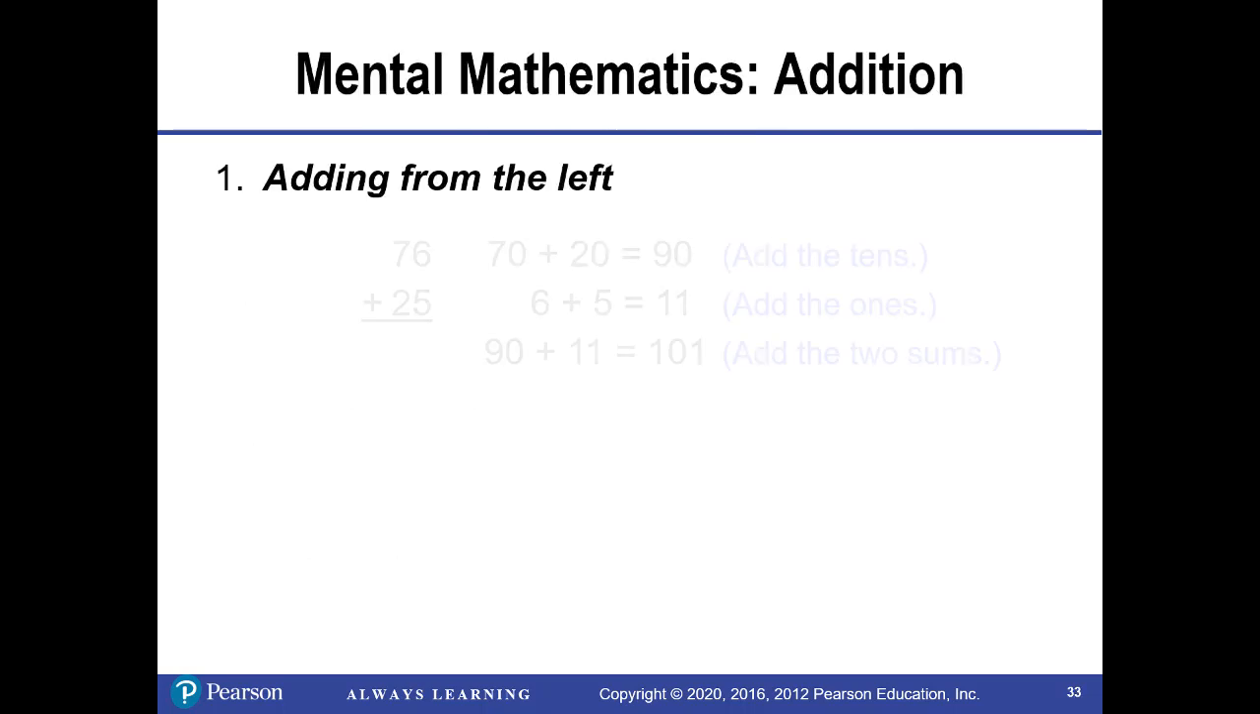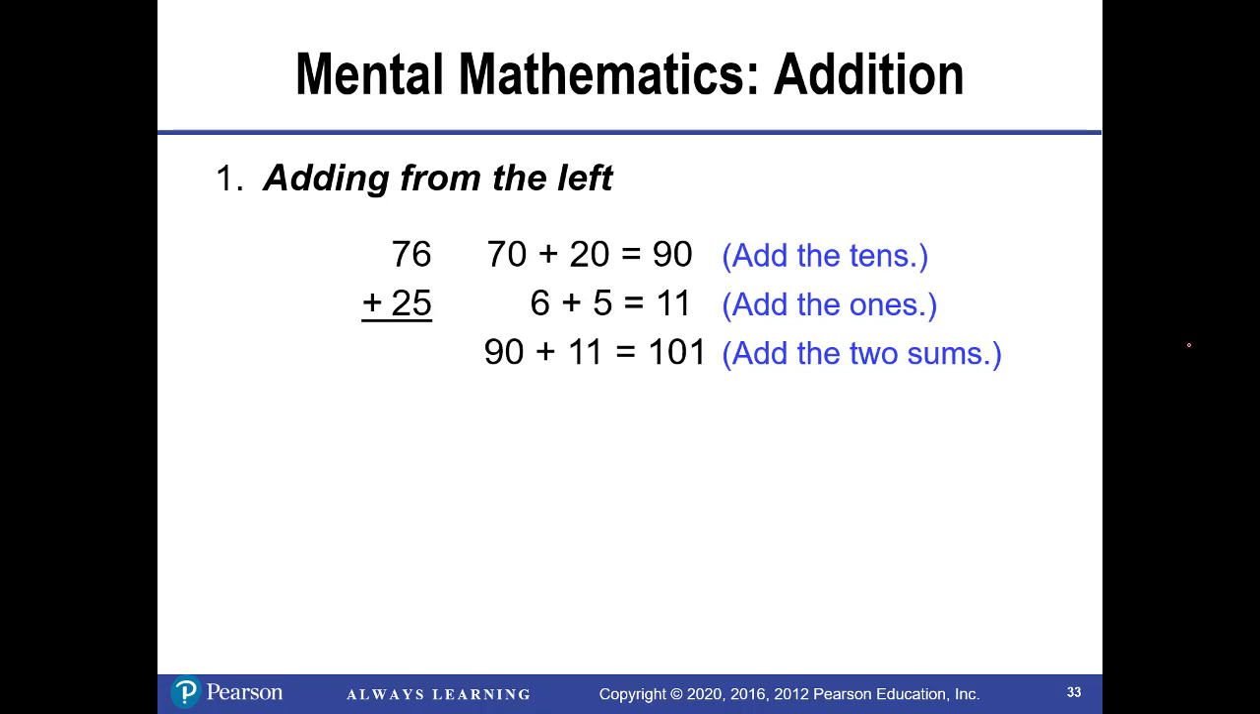So mental math, adding, sometimes we like to add from the left. So if we take 76 plus 25, first we add the 10s, that's 90. Then we add the 1s, that's 11. And then we add those together.